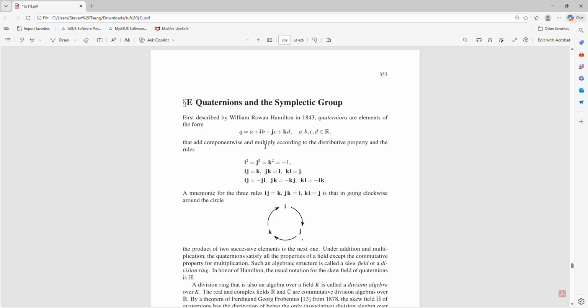This quaternion will have some properties. First, we see that i squared equals j squared equals k squared equals -1, and ij equals k, jk equals i, and ki equals j. The rest is similar. We can get this result from the above two properties.